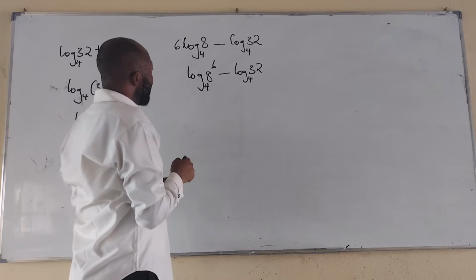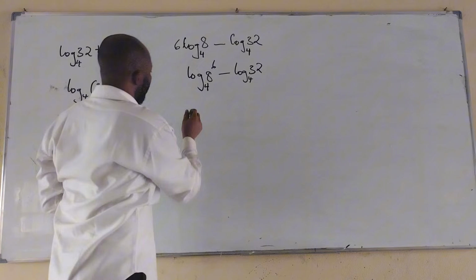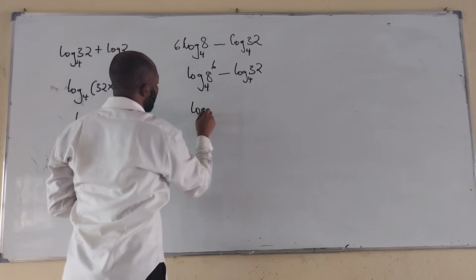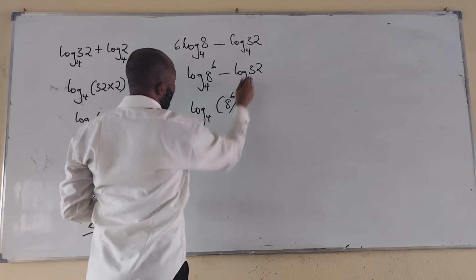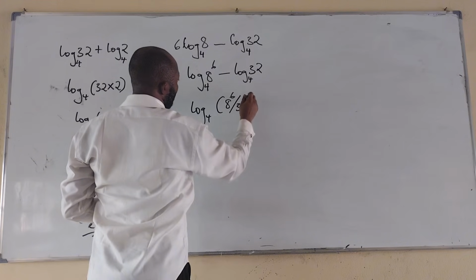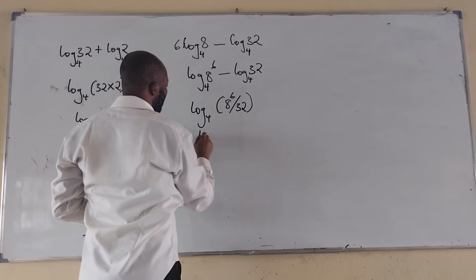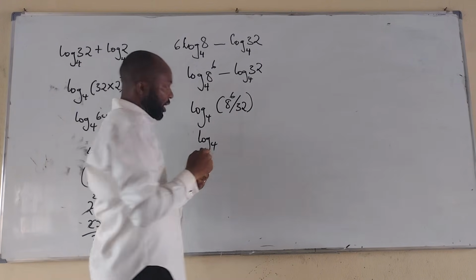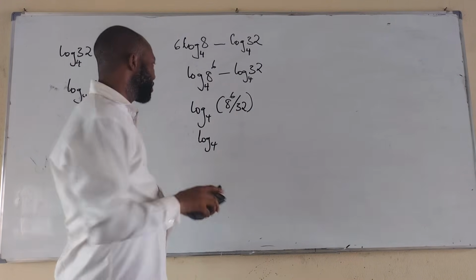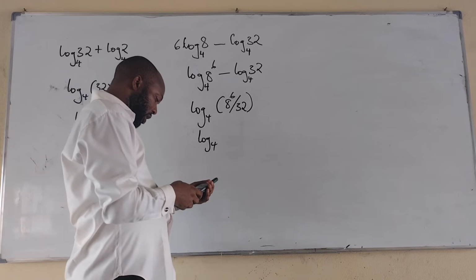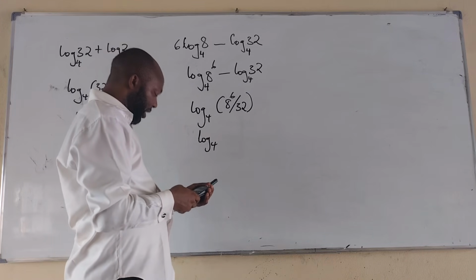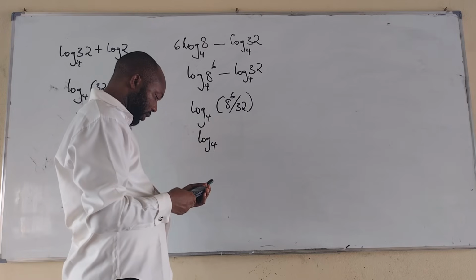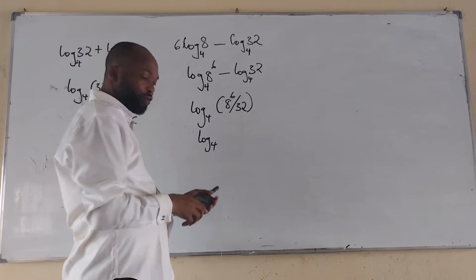So I can now bring a common log base 4, open bracket 8 raised to the power 6 over 32. Log in base 4, 8 raised to the power 6 divided by 32 gives us what? 8 raised to the power 6 divided by 32, you get 8192. Wow.